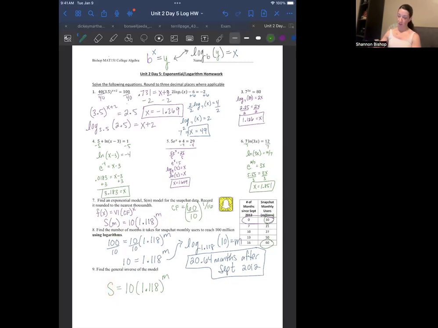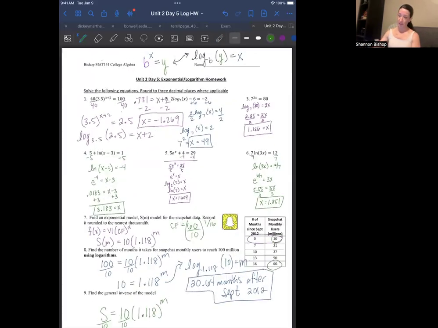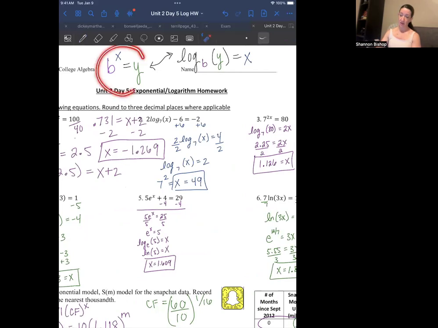Using the same inverse operations as before, if you want to solve for M, the first thing we can do is divide by 10. Instead of literally dividing by 10, I'm just going to represent it as S over 10 equals 1.118 to the power of M. At this stage, you're wondering, how do I get M by itself when it's an exponent? If you're feeling stuck, it's because you have bases, powers, and results, and to take the inverse of that, you're going to use a logarithm.